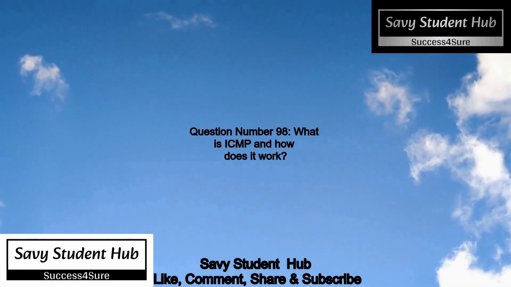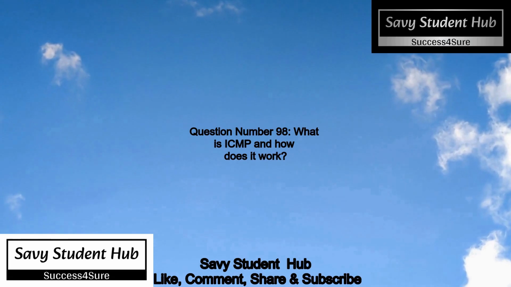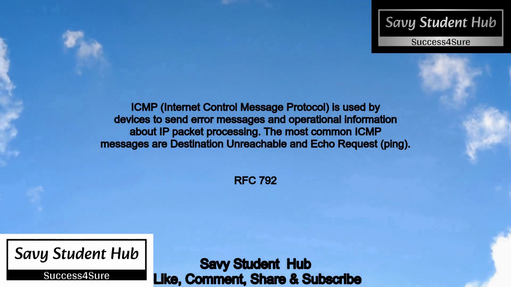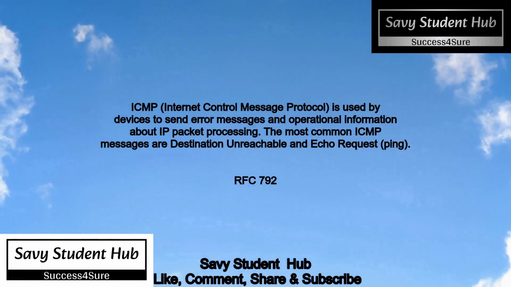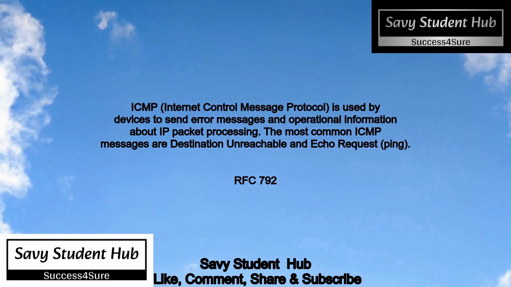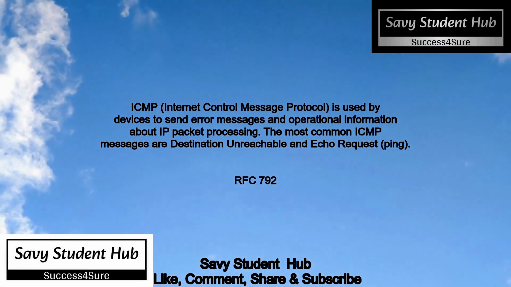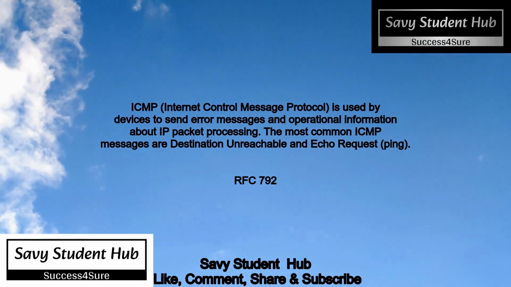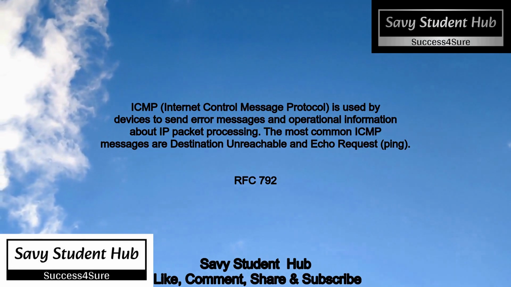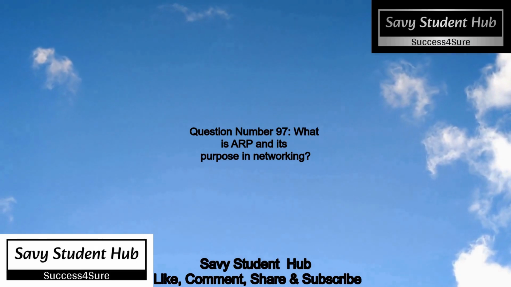Question number 98. What is ICMP and how does it work? ICMP, Internet Control Message Protocol, is used by devices to send error messages and operational information about IP packet processing. The most common ICMP messages are destination unreachable and echo request, ping.